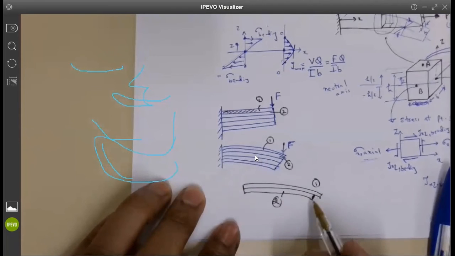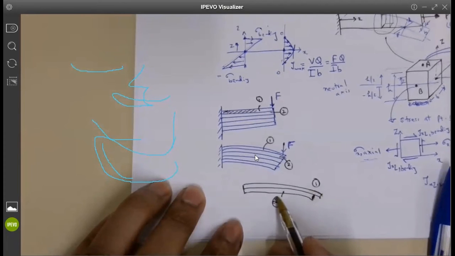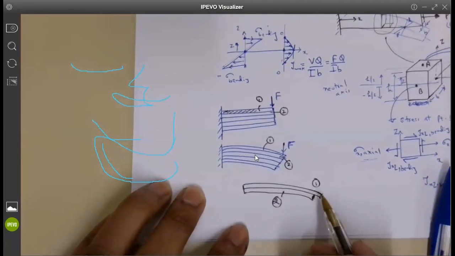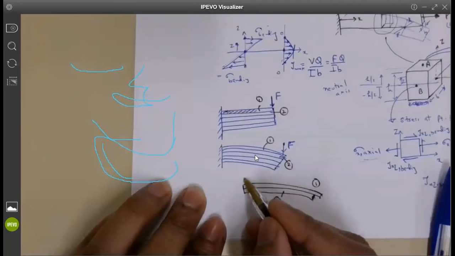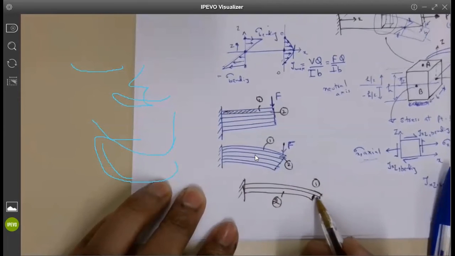Because it's in compression, right? So it's going to come in more. This is tension, this will come more, and this will come less. Or sorry, it has less tension, more compression, pretty much. You're getting what I'm saying? Now this is not separate, but they are glued together.